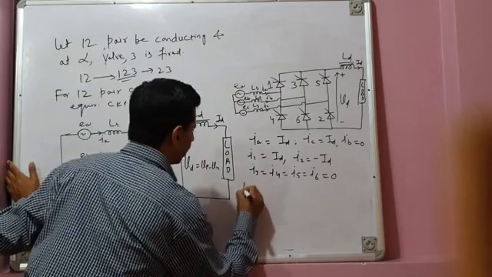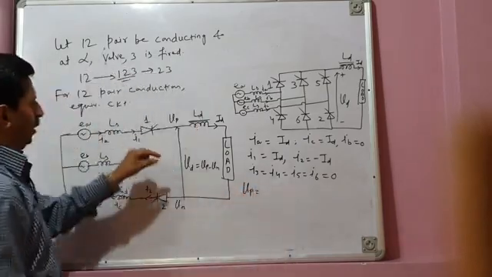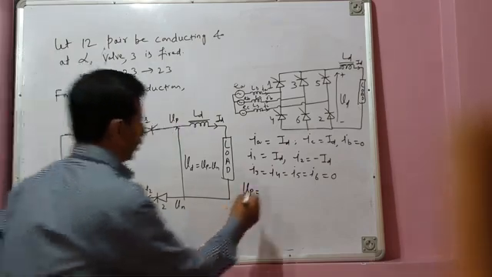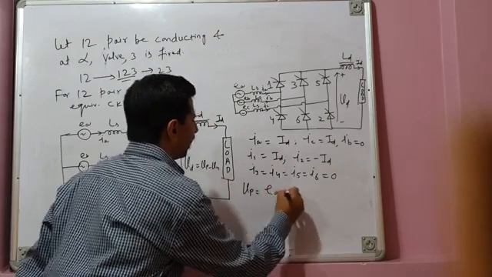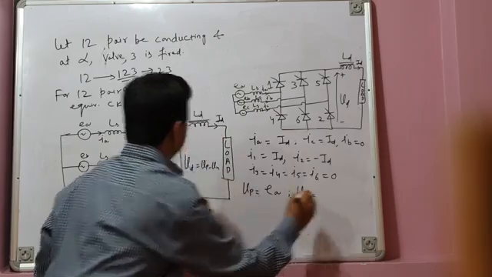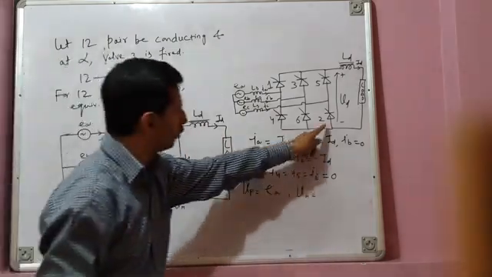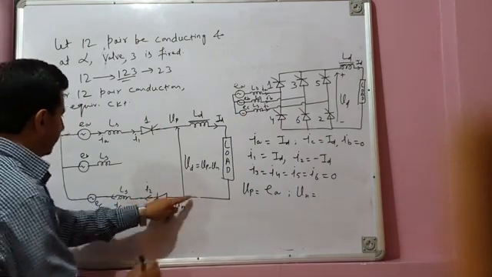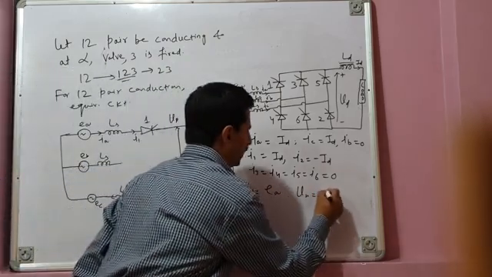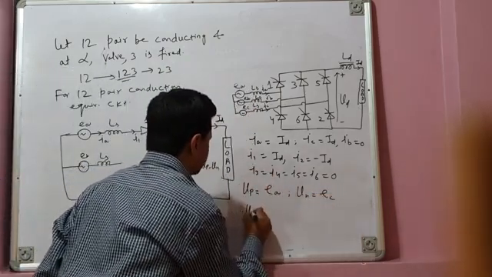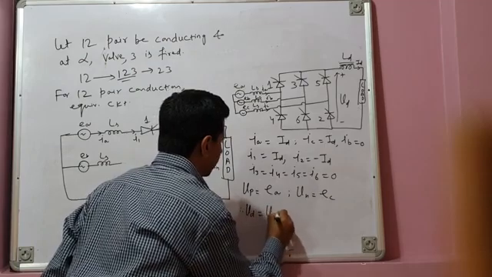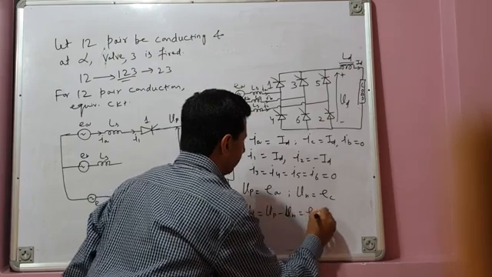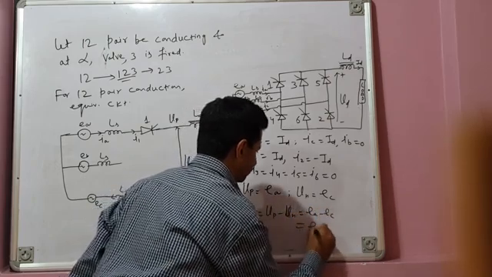So therefore, what is positive bus voltage VP? You see, when valve 1 is conducting, this positive bus gets connected to EA, so it is equal to EA. And what is negative bus voltage VN? When bottom valve 2 is conducting, this negative bus gets connected to EC, so it is equal to EC. So therefore, what is load voltage VD? It is positive bus voltage minus negative bus voltage, VP minus VN, that is EA minus EC, that is EAC.